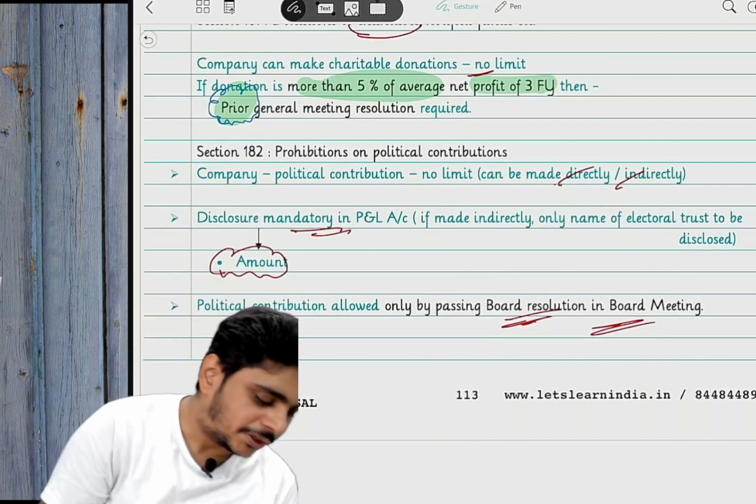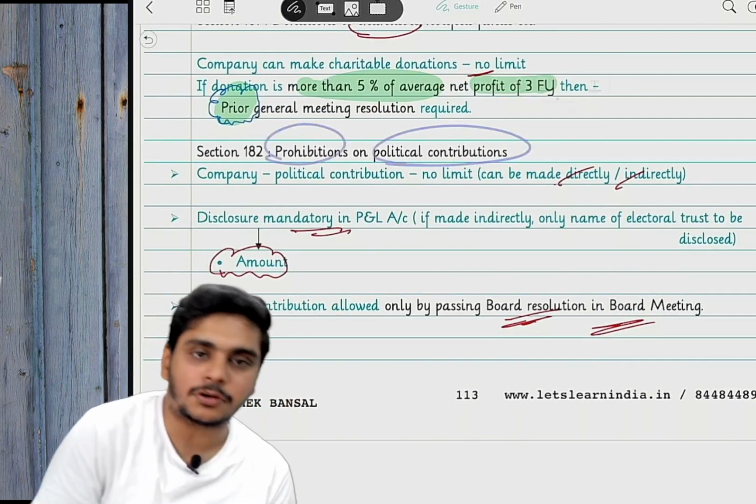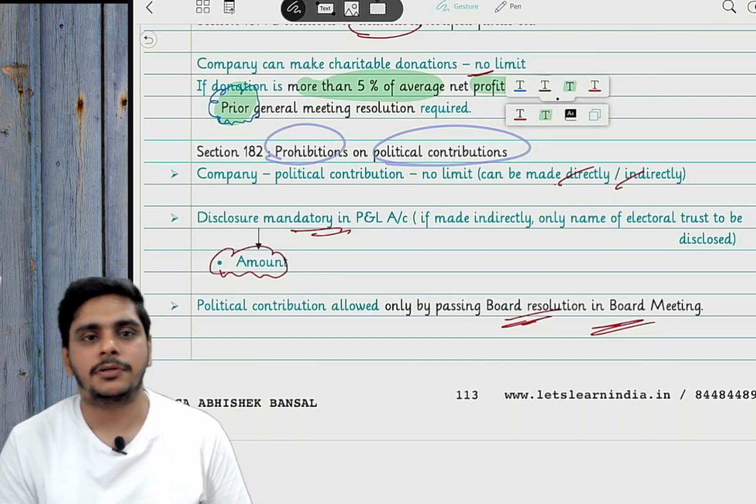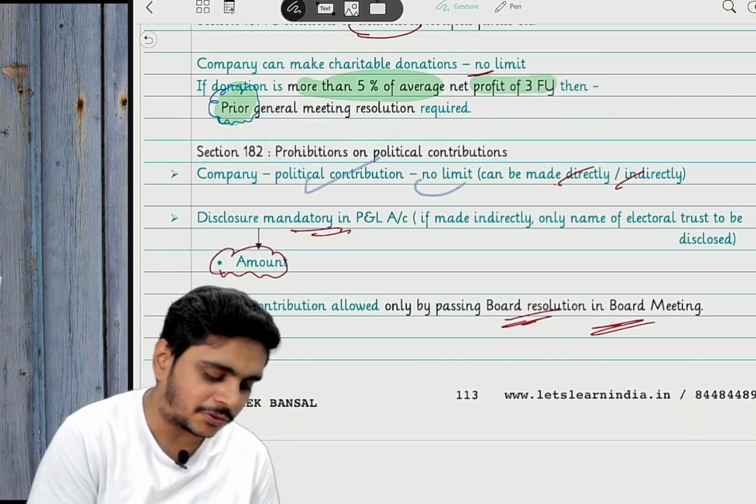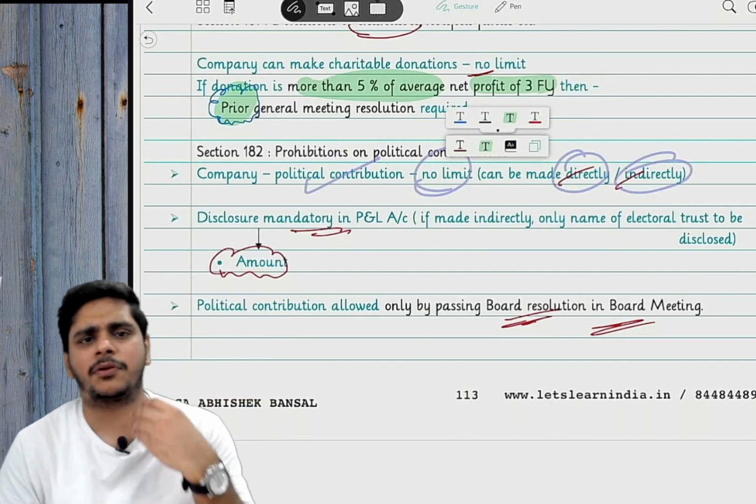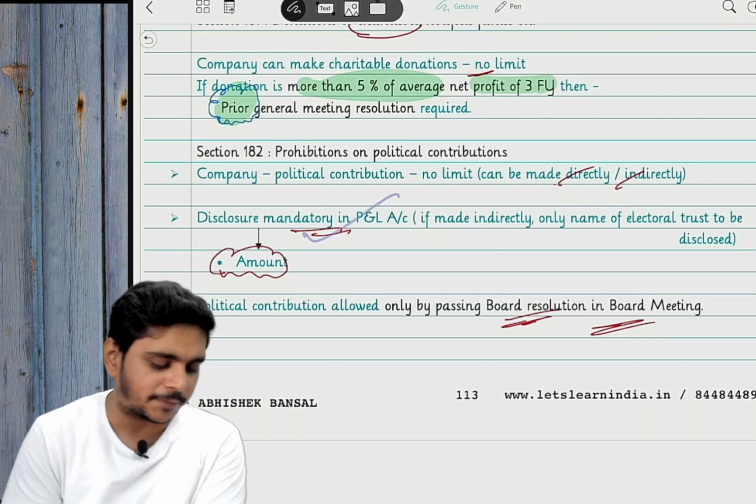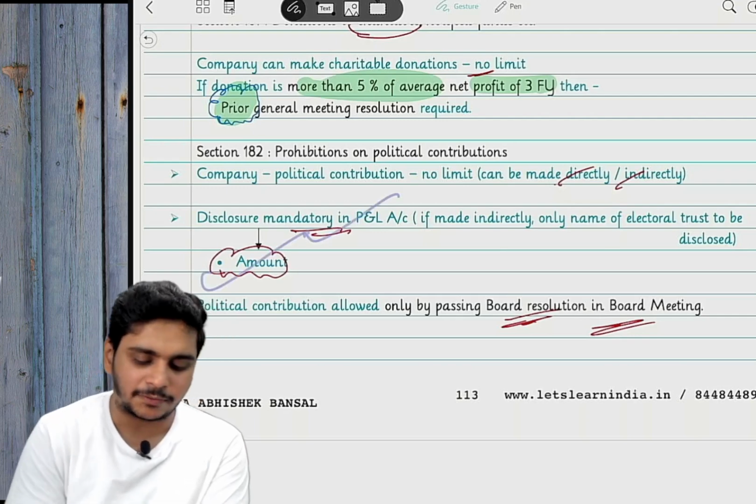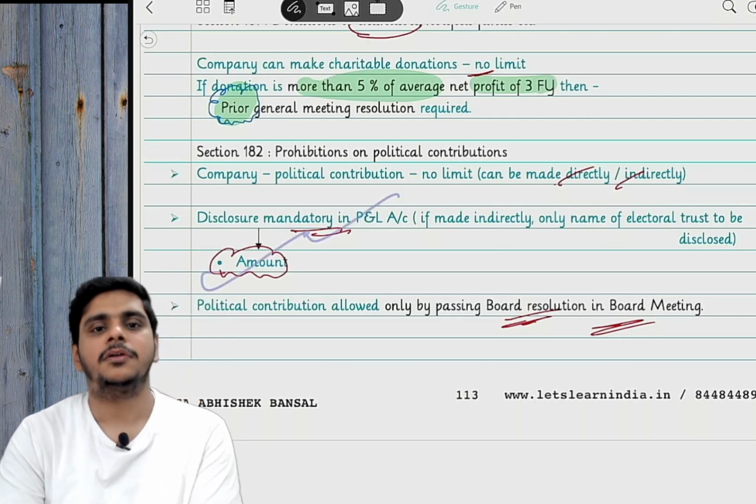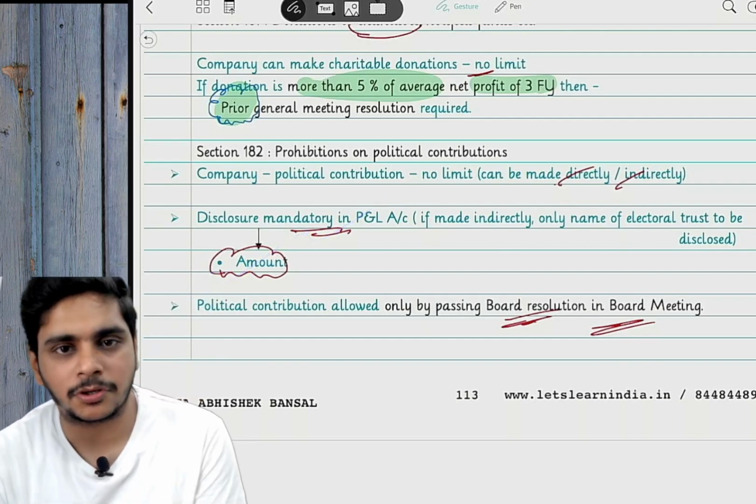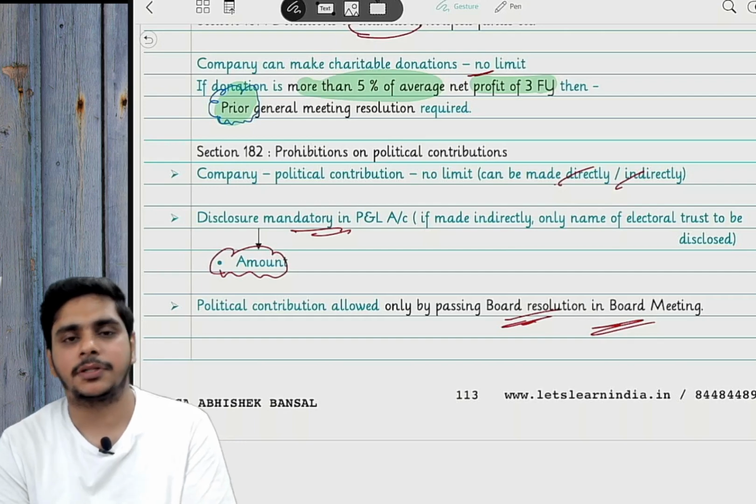182 says prohibition on the political contribution. So a company can make political contribution, no limit, whether directly or indirectly. Whatever money you want to give, no limit. Disclosure is mandatory in the P&L account. You have to state the amount of the political contribution, how much political contribution you are giving, in the P&L.